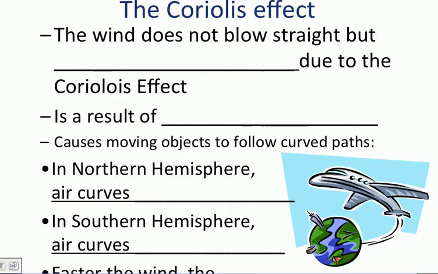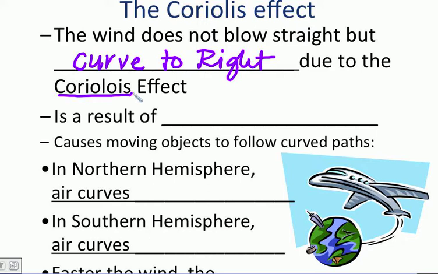Now, as we track these winds across the globe, we notice that they don't appear to blow in a straight motion, but they have a curve to them. We notice that rather than going straight, we see these air masses curve to the right. And this is because of something called the Coriolis effect. The Coriolis effect occurs because of the rotation of Earth.